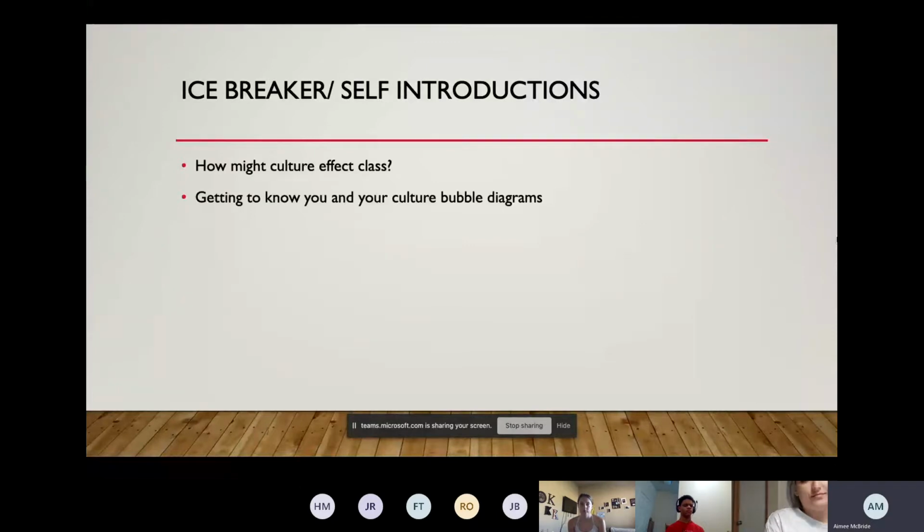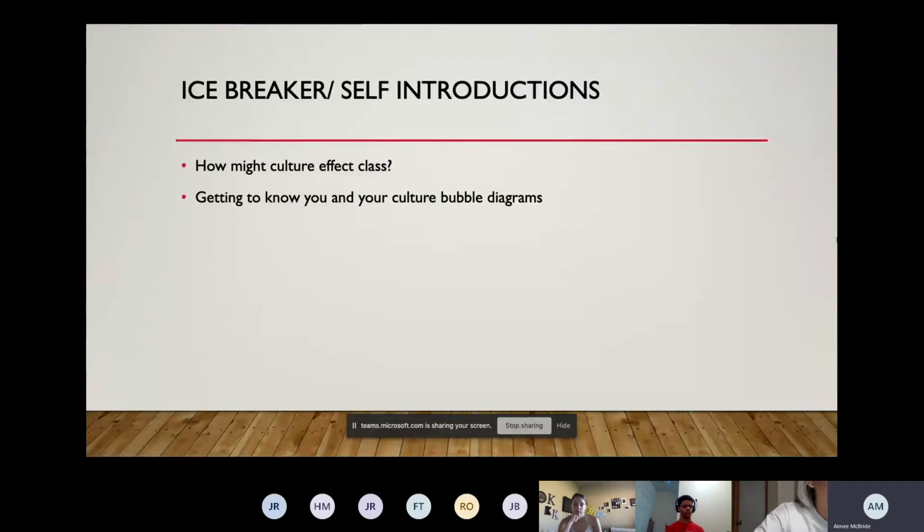So to start off today, we're going to do a little icebreaker and self-introduction for the class. And that self-introduction is going to be based around the idea of culture and how it has affected us and shaped us into who we are today. Another word that we can use for culture is our background, or things that have influenced us, also things that are important to us. So what we're going to do to help us better understand each other is create some culture bubble diagrams, and I'm going to go through how to do that in a second.